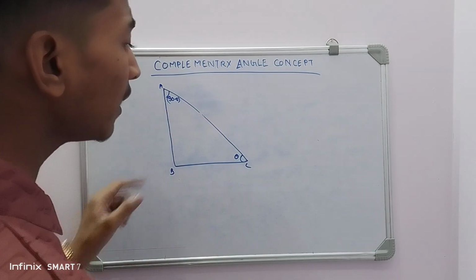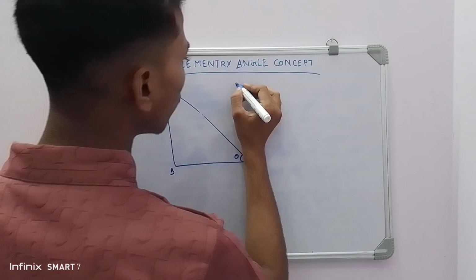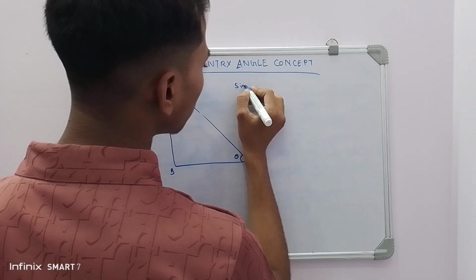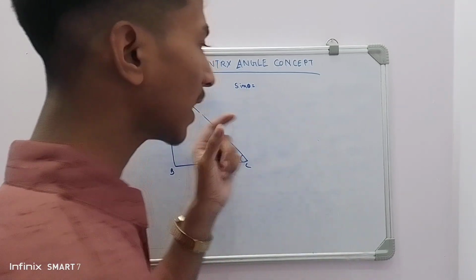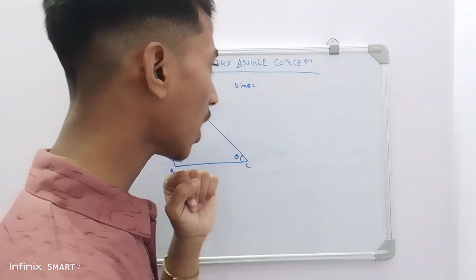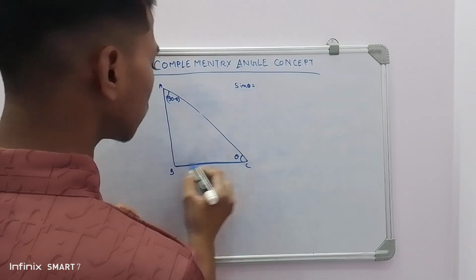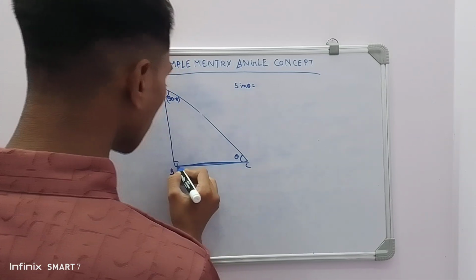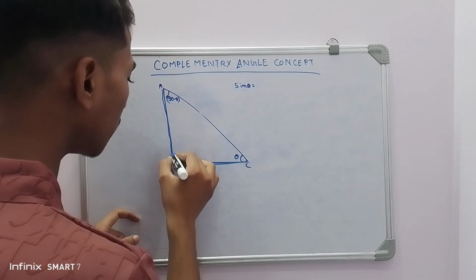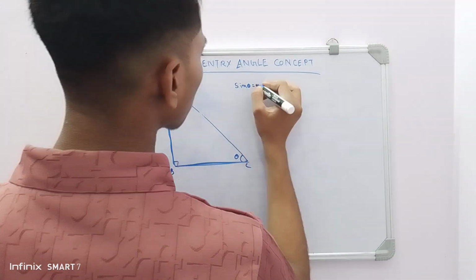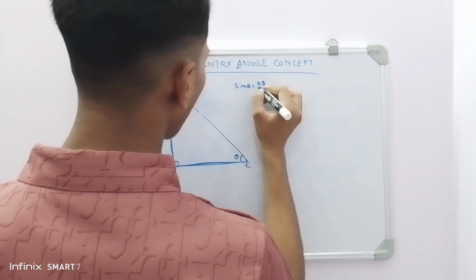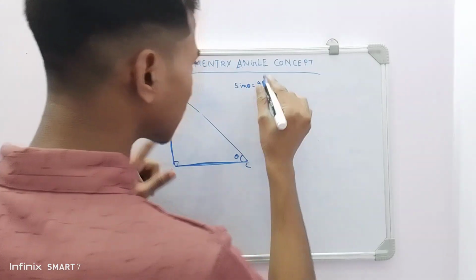As you know, if I ask you to find sine theta, what is sine theta? Sine theta means the perpendicular by the hypotenuse. So this one is going to be the base, and this one is going to be the perpendicular for this theta. So right here it is AB by AC. So this is the sine theta.